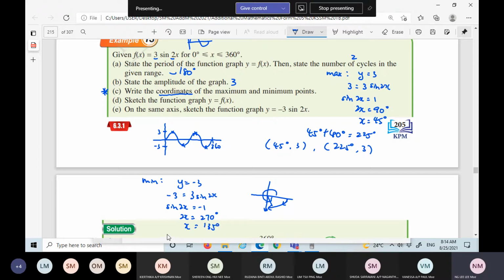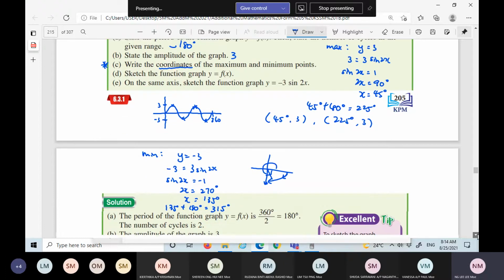After that, the same thing, there are 2 points, so add the period, 180 degrees. So you will have 315. Therefore, list out the coordinates. The x is 135, the y is -3. The other point, x is 315, then the y is -3.